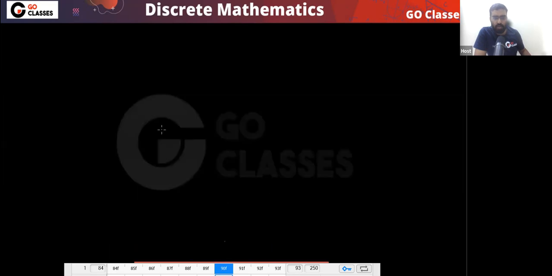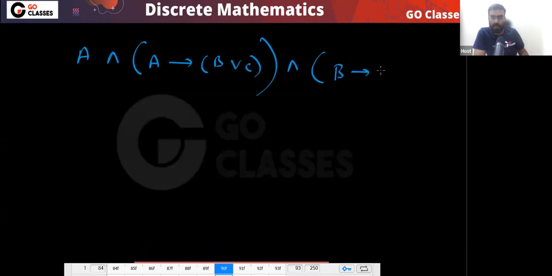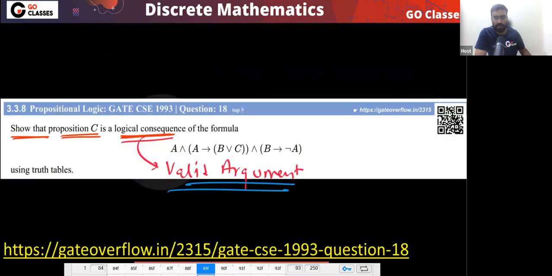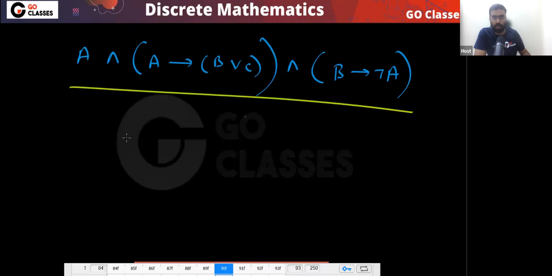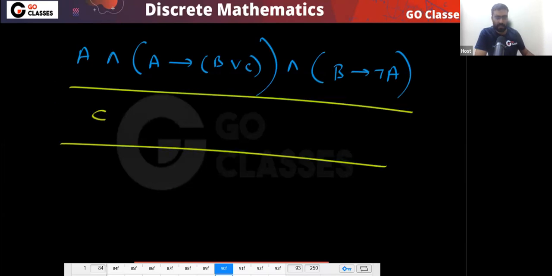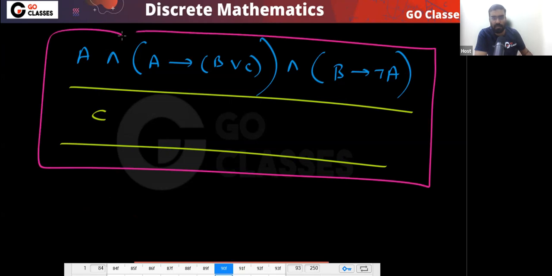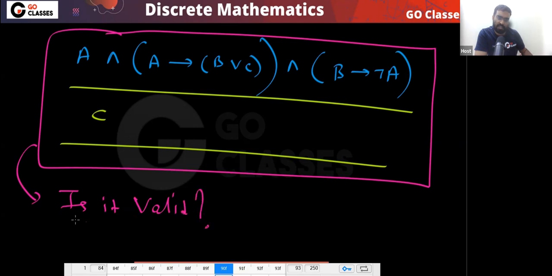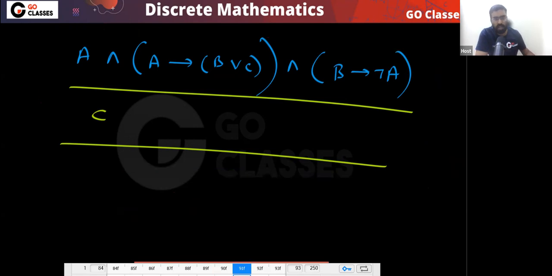Okay. This logical consequence means valid argument. So all we have to do is prove that A implies B or C, and B implies negation A, this implies C. We have to prove that this implies C. So how to prove it? Tell me whether this is valid or not. The question is asking, is it valid? So tell me how to solve it.